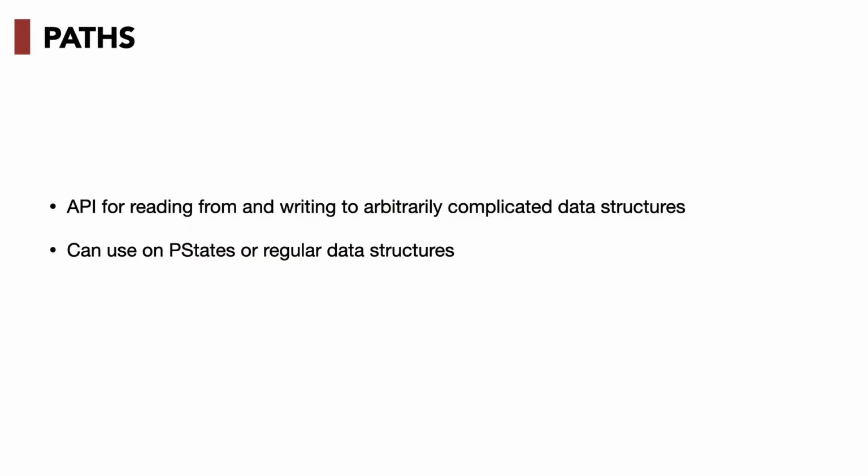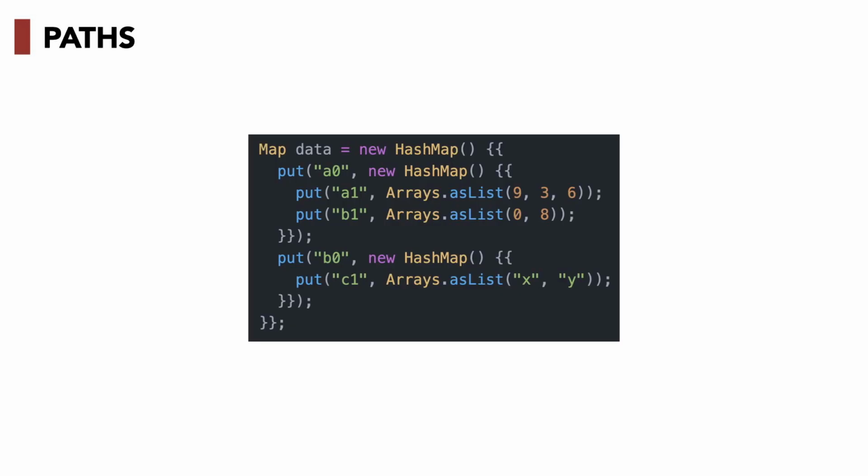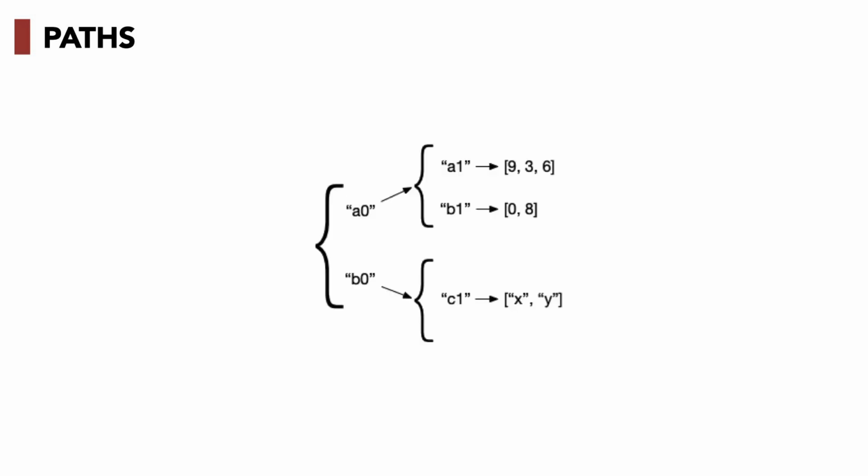With such a flexible indexing model, you might be wondering how p-states are read and written to. Rama's mechanism for this is called paths, and paths let you slice and dice your way through a p-state extremely concisely, no matter how complicated its structure. Since p-states are just data structures, we can play with paths with normal data structures outside the context of a module. Here's some Java code making a map of maps of lists. You can visualize this data structure like so.